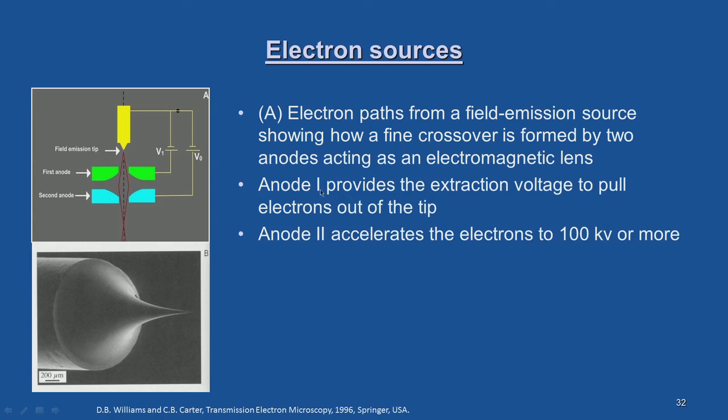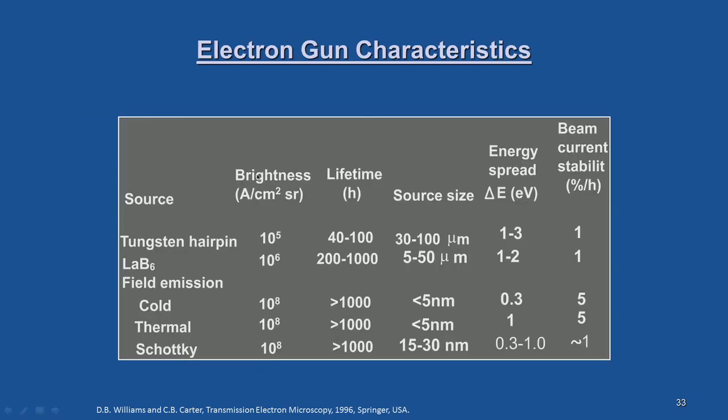The action of anode 1 is to provide the extraction voltage to pull the electrons out of the tip. Anode 2 accelerates the electrons to 100 kV or more. We will look at much more detail about this field emission gun as we go along, and these are some of the gun characteristics. Please remember the microscope performance is related to this electron gun source. For the introduction, I just want you to have some basic knowledge about these electron gun characteristics.